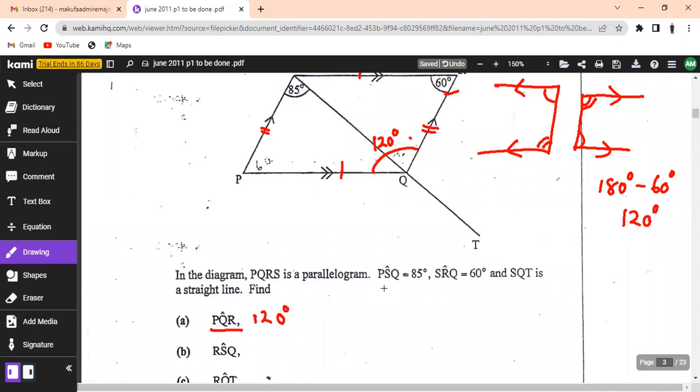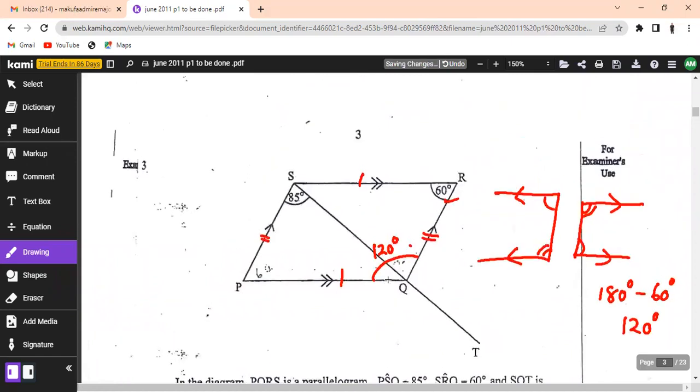That's 120 degrees. Okay, let's move on to RSQ. That is RSQ, this angle here. All right, so what are we going to do in order for us to obtain this angle at that part? All right, there's something that we actually know here.